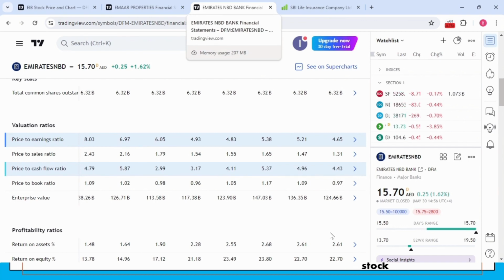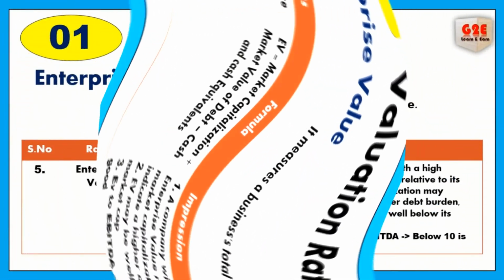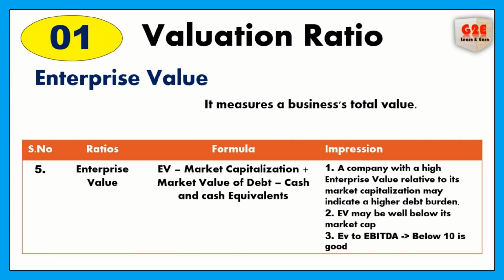Okay, then we can move to another ratio called enterprise value. Okay, enterprise value is very, very important. It measures the overall business total value. The formula will be market capitalization plus market value of debt minus cash and cash equivalents. Okay, cash equivalents I already showed from the previous slides. And for the impression, what you need to take, in a sense, a company with a high enterprise value relative to market capitalization may indicate a higher debt burden.